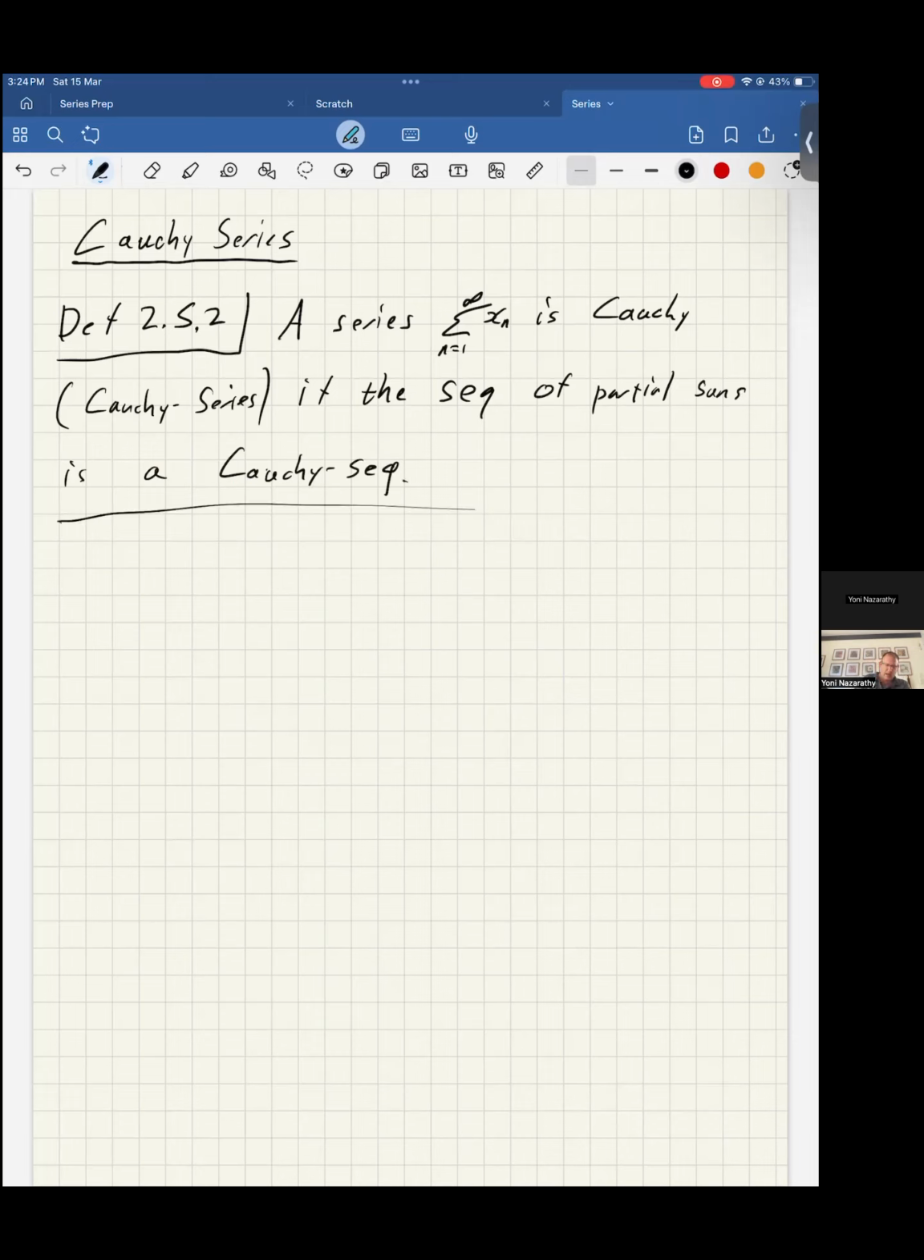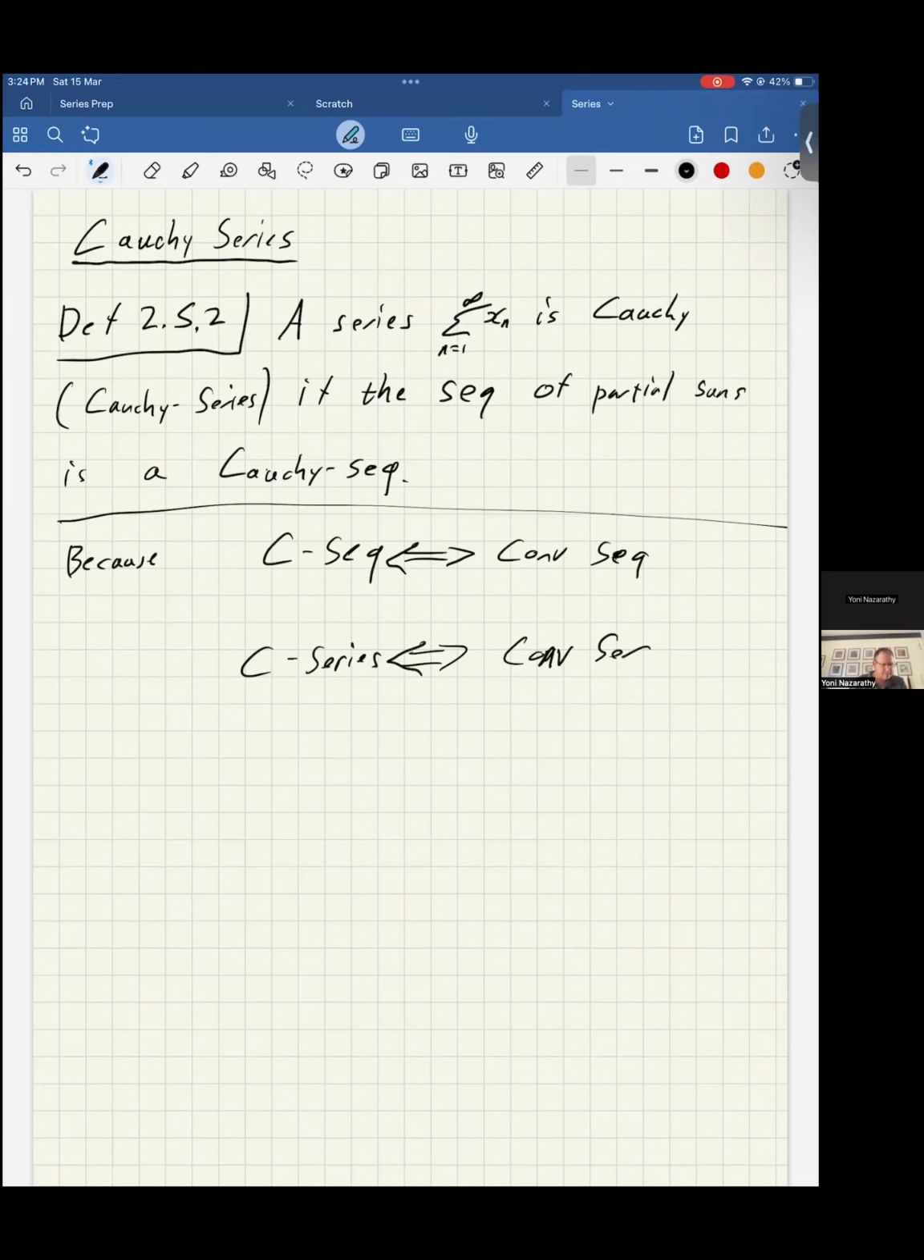And because, as I've now just said, a Cauchy sequence is a convergent sequence, and a convergent sequence is a Cauchy sequence, we have that a Cauchy series is convergent, and a convergent series is a Cauchy series. So a series is convergent if and only if it's Cauchy.